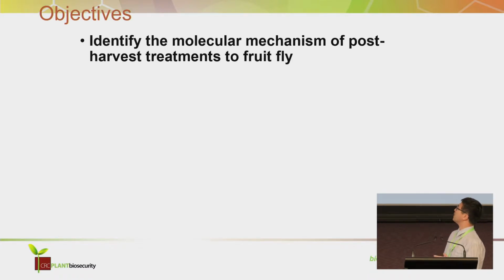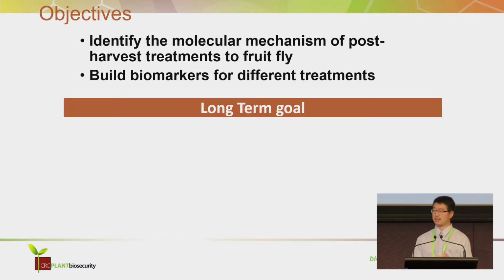So we want to identify the molecular mechanism of the post-harvest treatment to fruit flies. We want to study what kind of genes or molecular pathways are involved in different treatment stressors. And whether these pathways or genes are the same or different for different treatments. And also we want to find the markers for heat and cold treatment on the flies.